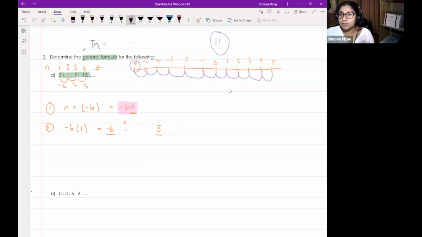Now, when I moved those 11 spaces, was I plussing or was I minusing? Minusing. Why minusing? Plussing. Why plussing?